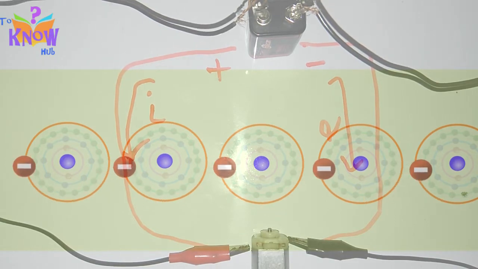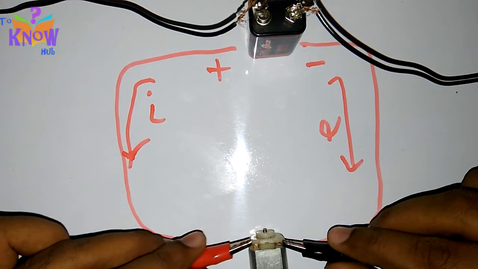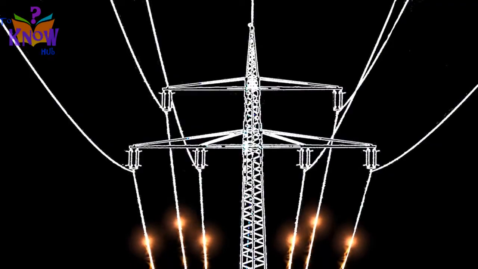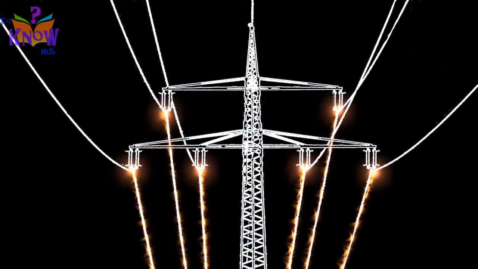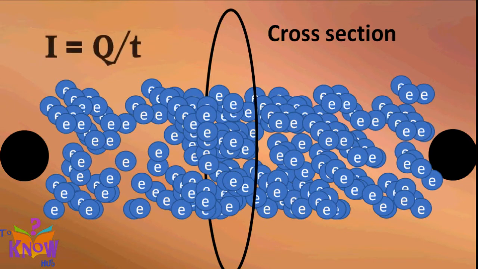But the direction of electric current is taken as opposite to the direction of flow of electrons. As electricity is flow of charged particles, measurement of this current depends on how much charge flows through a cross section of wire in unit time, that is 1 second. If q coulomb charge is flowing through a cross section in t seconds, then electric current I would be q by t, that is how much charge passes through that cross section in 1 second.